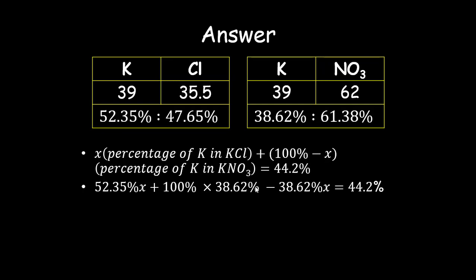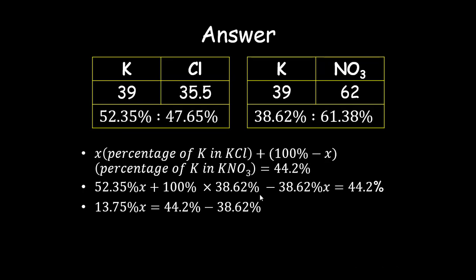52.35% times x plus 100% times 38.62% minus 38.62% times x equals 44.2%. Simplify this a little bit, get this part on the other side of the equation. So it's going to be 44.2% minus 38.62%. And notice here that 100% is actually 1. So 1 times 38.62%, that's going to be 38.62%, of course.